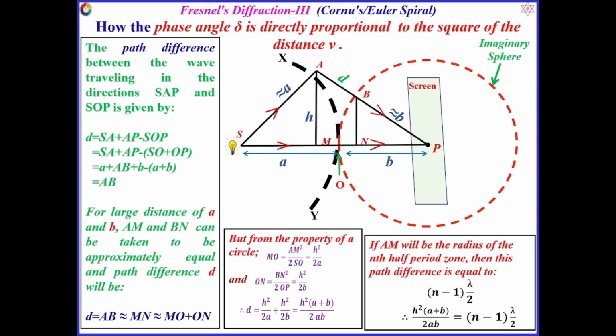Here you can see, if this is a source and light is allowed to travel in this direction and fall on the screen, then through this half period zone it will fall on P, and through this half period zone it will also fall on P. For this half period zone it goes from S to A and A to P. For this half period zone, it moves from S to O, then O to P.